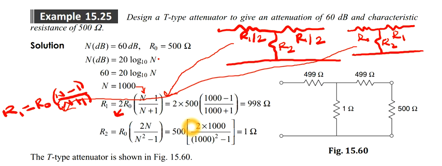So this is for a T-type attenuator. Similarly, for a pi-type attenuator also there will be some difference. Like in place of R2, you might consider 2R2. So accordingly be careful and solve the problem. Okay, that's it. Thank you.